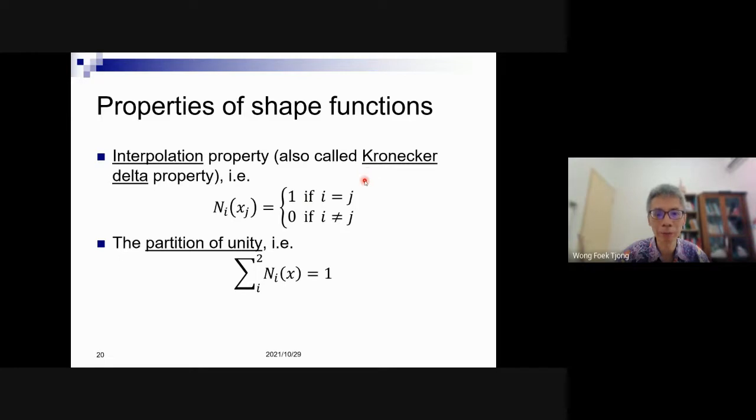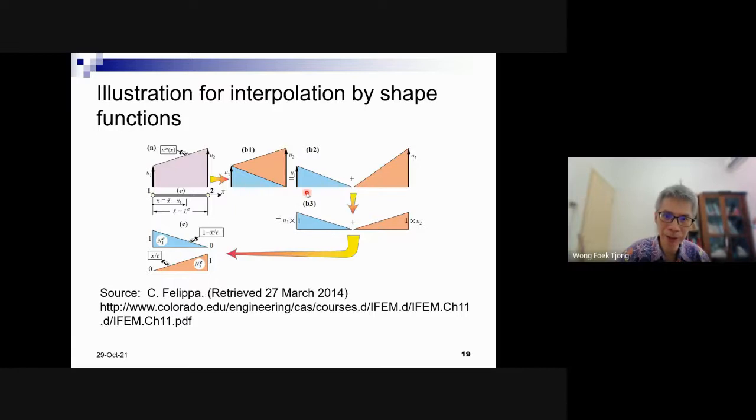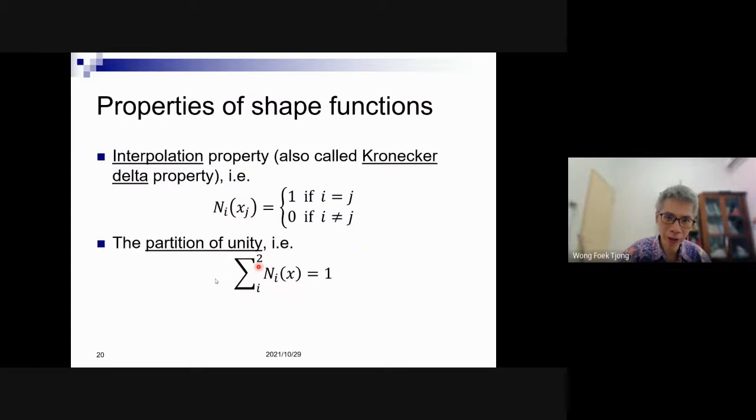It is called the Kronecker delta property. The other property of the shape functions is that the summation of all shape functions is 1. So if you sum up this plus this, it becomes 1. This is called the partition of unity property. The summation of all is 1. So these are at least two important properties of shape functions.